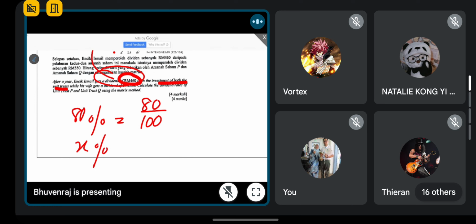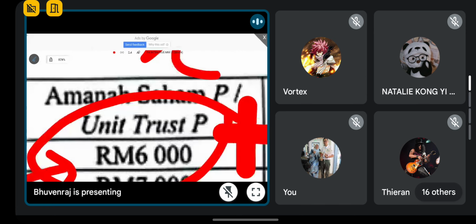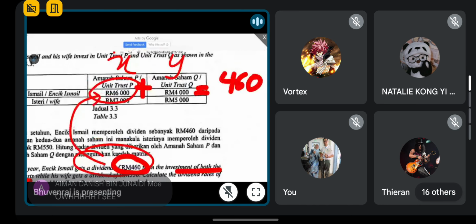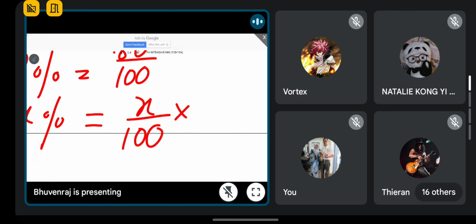Let's say from unit trust P, I say is X%, right? Tadi saya buat anggapan. So I can say that it is X over 100. And then times what value, guys? Kali nilai apa? Nilai kat sini, 6,000 ni. Okay, this value, 6,000, because that is for Encik Ismail. This is the method. Okay, so times 6,000. This is how we can get the value of dividend from the unit trust P.